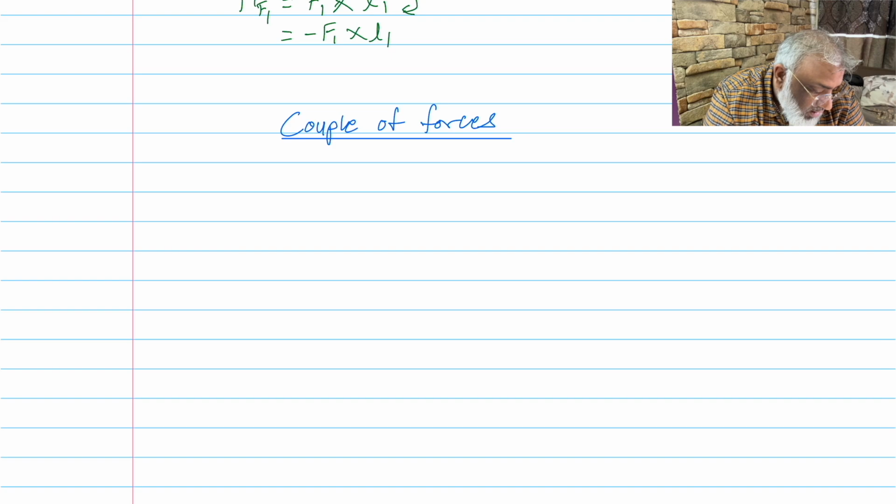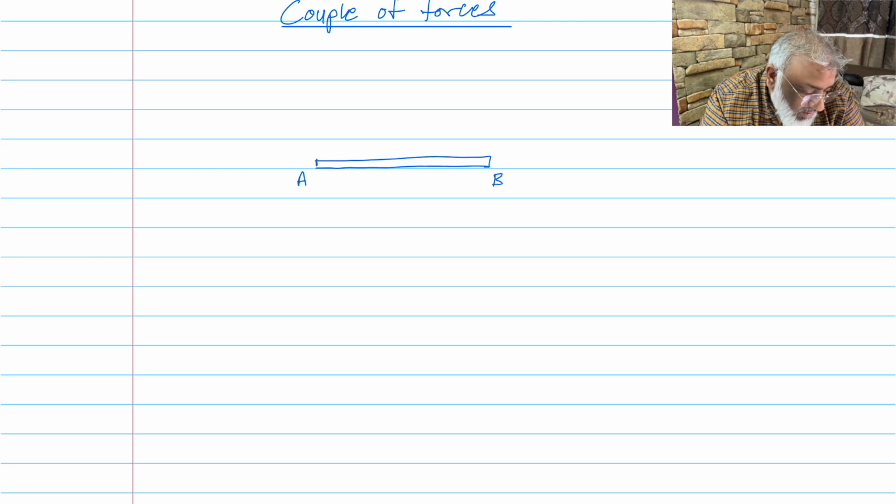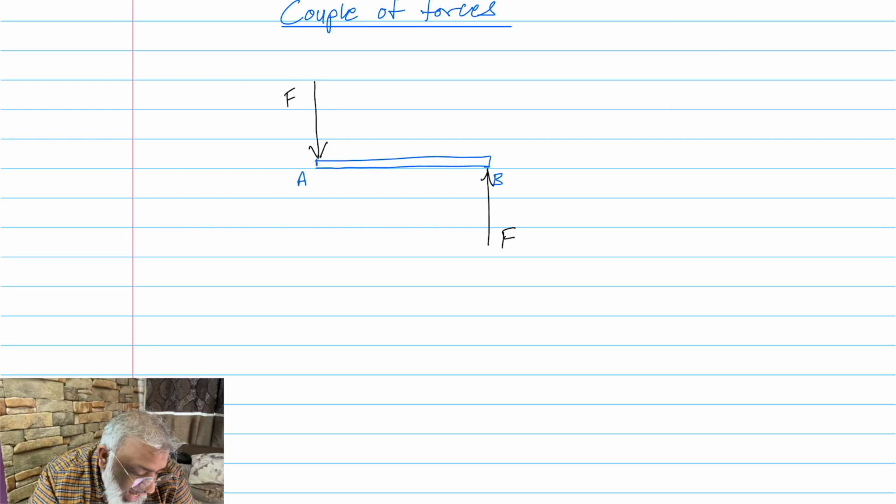You see, again we take a similar body like the way we had in moment. Say there is a bar, a horizontal bar, and say that it has two ends A and B. Now what is couple of forces? To form a couple of forces, you need two forces of the same magnitude F and parallel to each other. That means this force and this force.